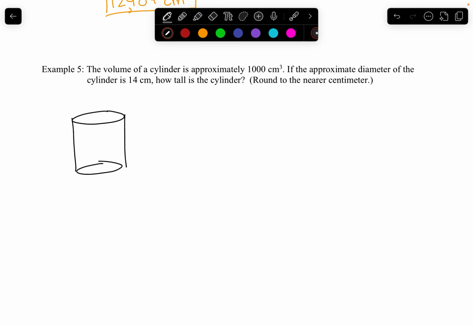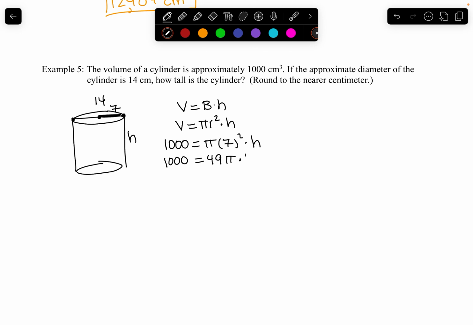It says the volume is that, and the approximate diameter, from one side to the other, is 14. We only need half, which is going to be 7 for our radius. It says how tall is the cylinder, so I'm looking for the height. They gave me the volume, which is big B times H. We want to be more precise, so this will be pi r squared times height. They gave me the volume as 1,000. My radius is 7 squared times your height: 49 pi times H.